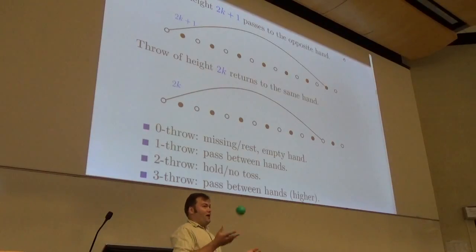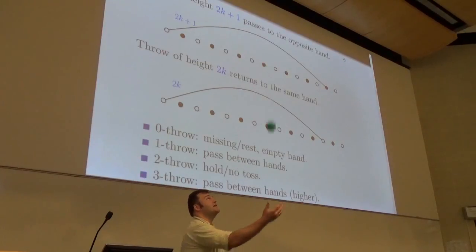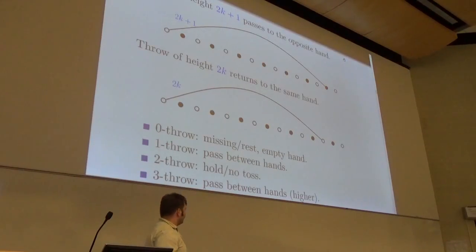Three, you're gonna have to pass, but a little bit higher. And then a four has to come back to the same hand, so if you threw this, it would just be like that. And then five will have to go to the other hand. It just keeps getting higher and higher. But if you're odd, you're gonna pass between the hands, right? So this is five, this is seven, and then nine, and so on. And then evens, they'll stay in the same hand, right? So four, and then six, and so on. Okay.